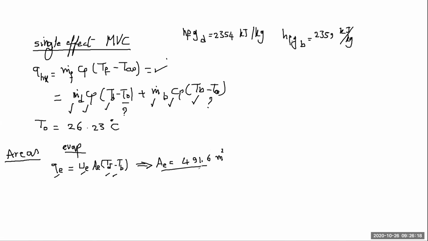Oh, there's a big temperature difference here. There's a big surface area here. If you compare this to the previous examples of the single effect evaporation and single effect evaporation with vapor compression, the values of the areas there were much less than this.